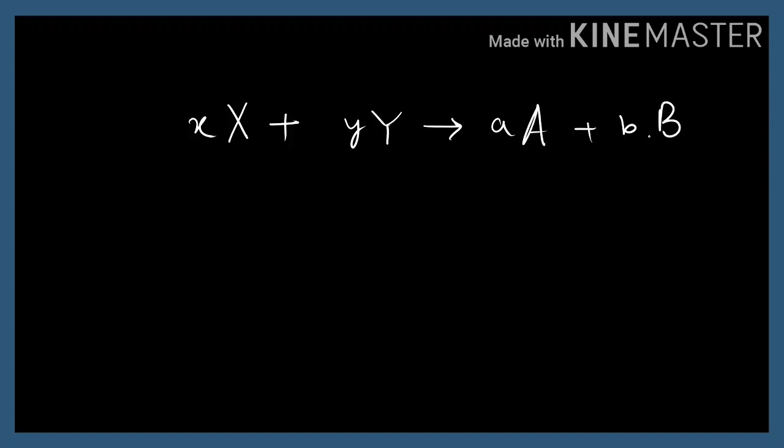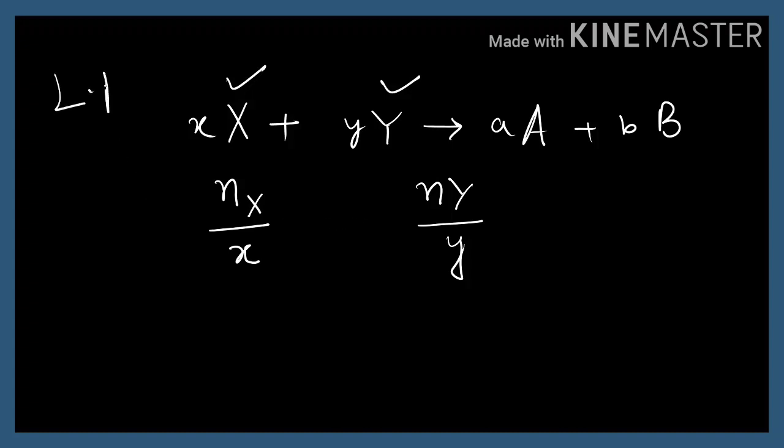Let a reaction be X plus Y that gives A plus B. Here reactants are X and Y. You determine the number of moles of X divided by stoichiometric coefficient of X and number of moles of Y divided by stoichiometric coefficient of Y. If they are not equal, this is the problem of limiting reagent. Now which one is the limiting reagent?